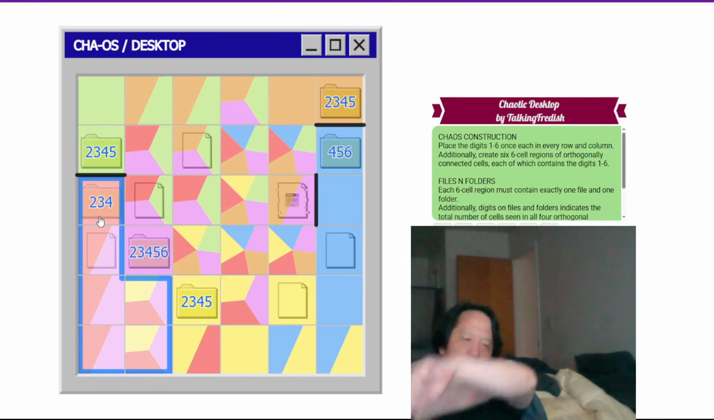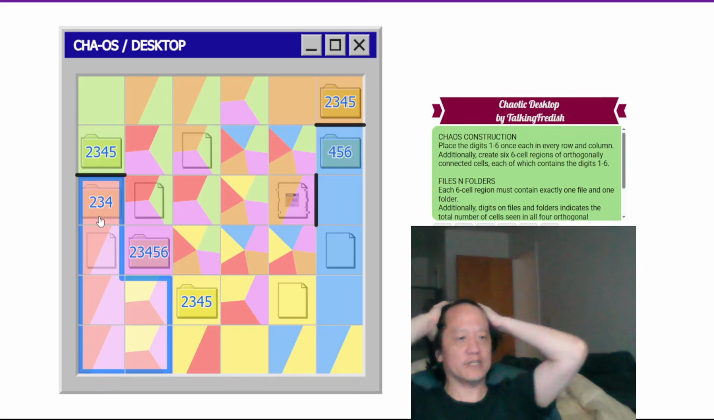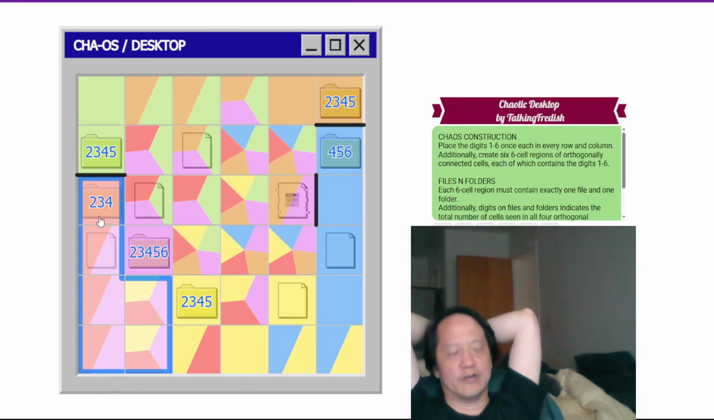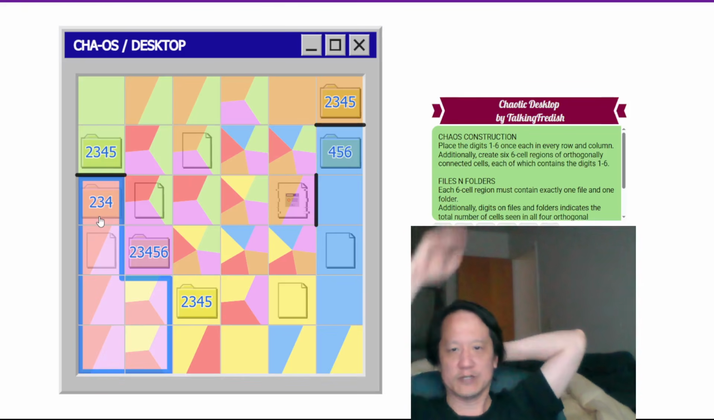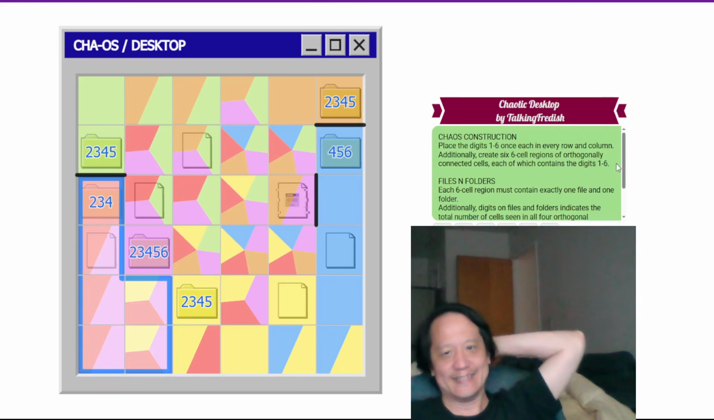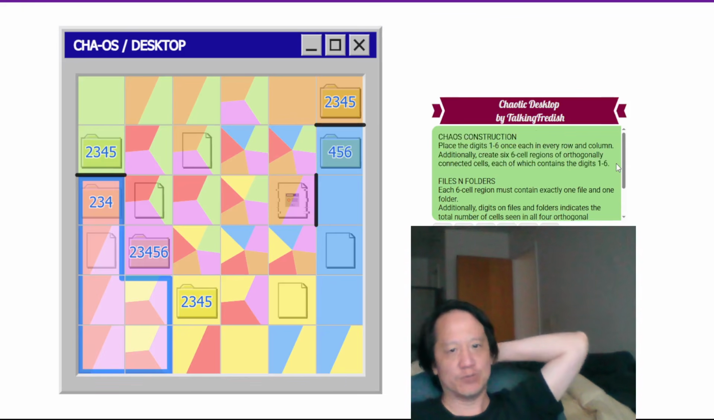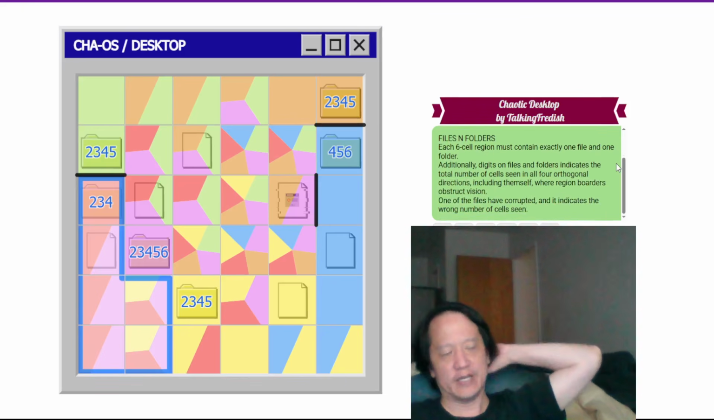This is just, there's too many possibilities. I don't get why people said this is very easy. This is not very easy. I was hoping this would be a nice introduction to chaos constructions, but this is not. This is quite complex. Even for a 6-cell region, there's still way too many possibilities here for this to be very easy.